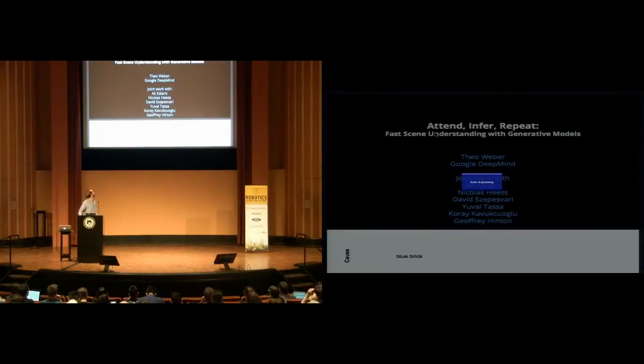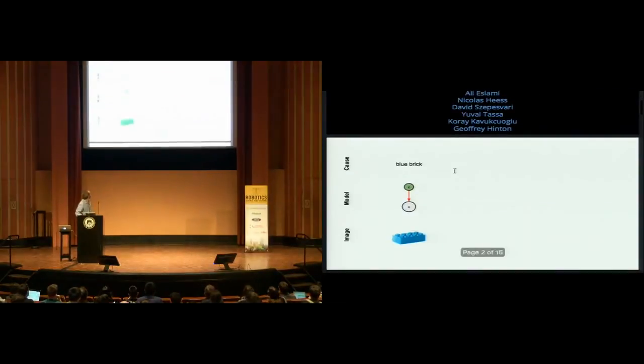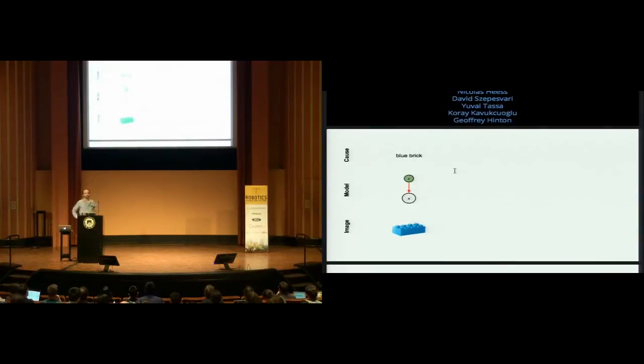Hi, I'm Theo Weber. I work at Google DeepMind, and I'm going to talk about inference and repeat: fast scene understanding using generative models. Deep learning has contributed a lot recently in generative models, leading to state-of-the-art image models that allow you to create embeddings that understand the scene.